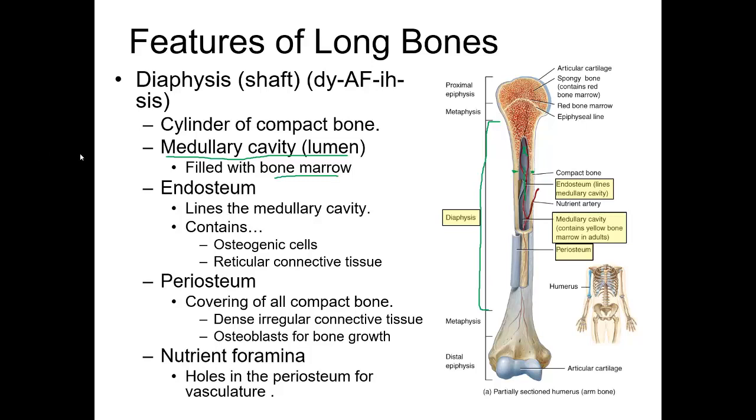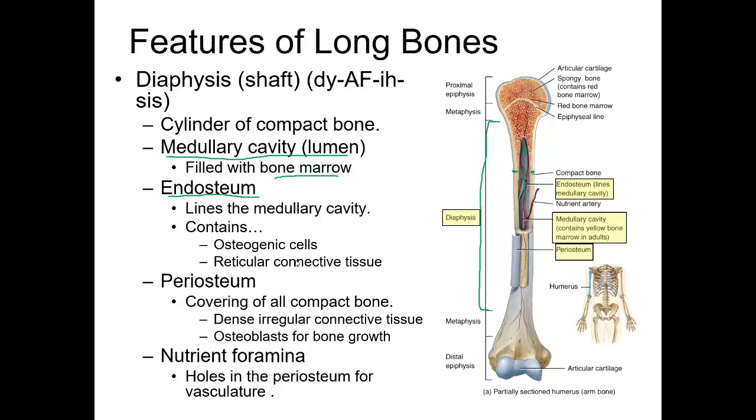And you have a connective tissue that lines that bone marrow. So that lining is called the endosteum. Endo refers to inside, osteum for bone. So endosteum is the lining inside of the bone. So that's why it's referred to as the endosteum.